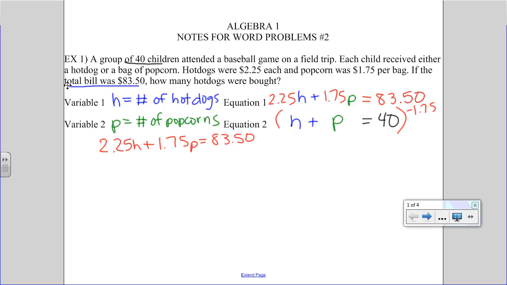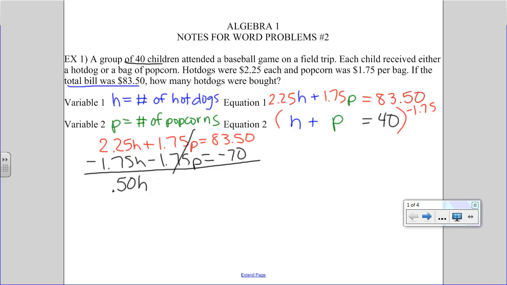I need someone to help me out with my multiplication. I have 1.75H. I can do that. Then minus 1.75P. I need help with the 40 times negative 1.75. Negative 70. Negative 70. So even though we're in a word problem, our steps for elimination haven't changed. P's cancel just like we want them to. I should have 0.50H is equal to 13.50.